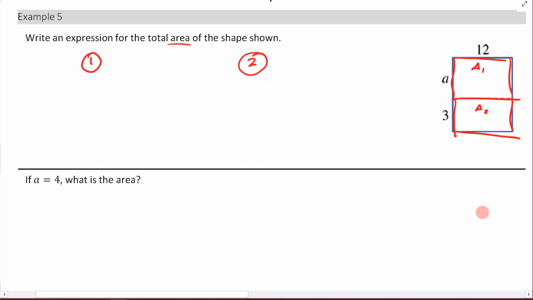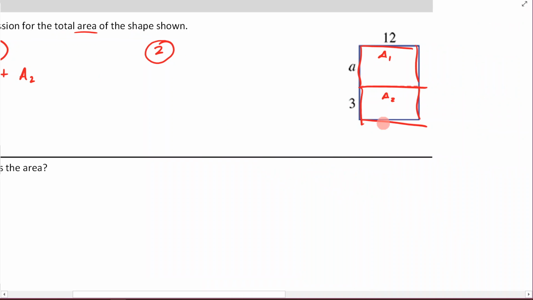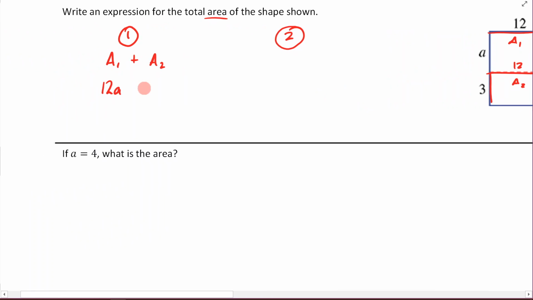A1 is just going to be 12 times A, which is 12A. Then we're going to plus onto that A2, which is going to be 3 times 12, because this is going to be 12 because it's the same length as that. 3 times 12 is 36.